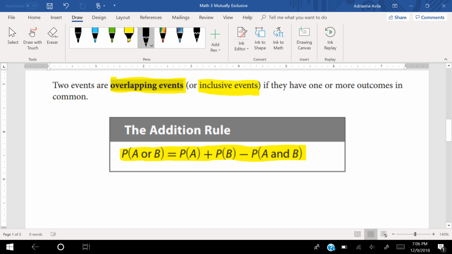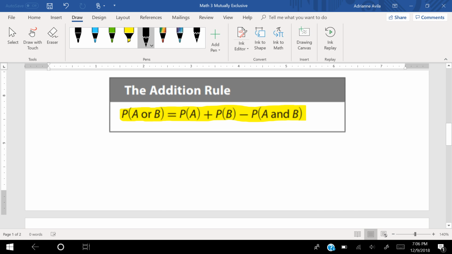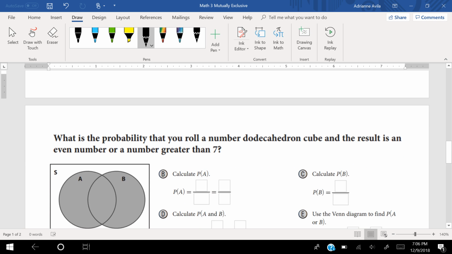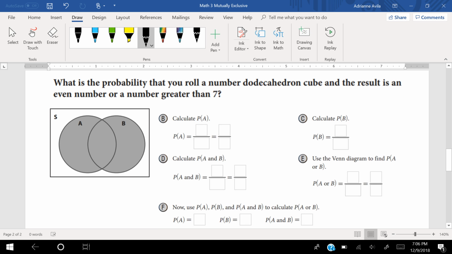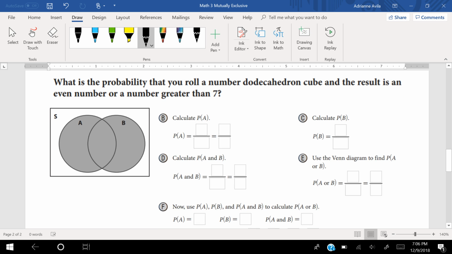So let's look at a couple of examples of overlapping events. Let's look at the dodecahedron again. Now I want to figure out, again, an even number or a number greater than 7. So now it's not just 7, but a number greater than 7.